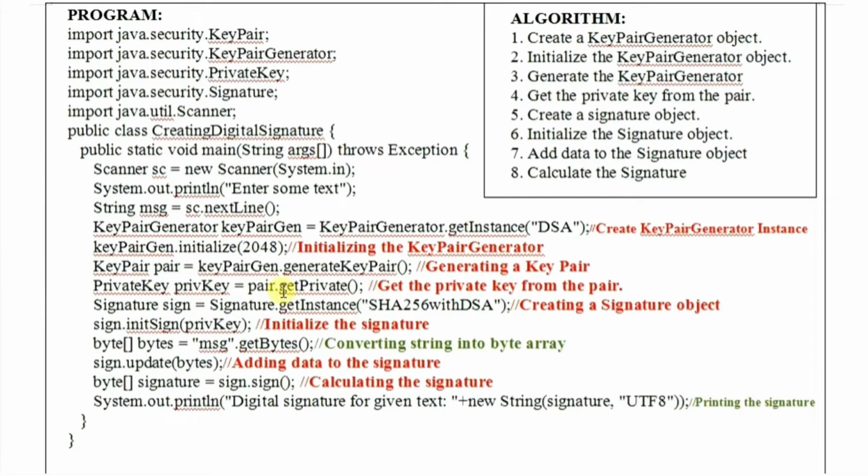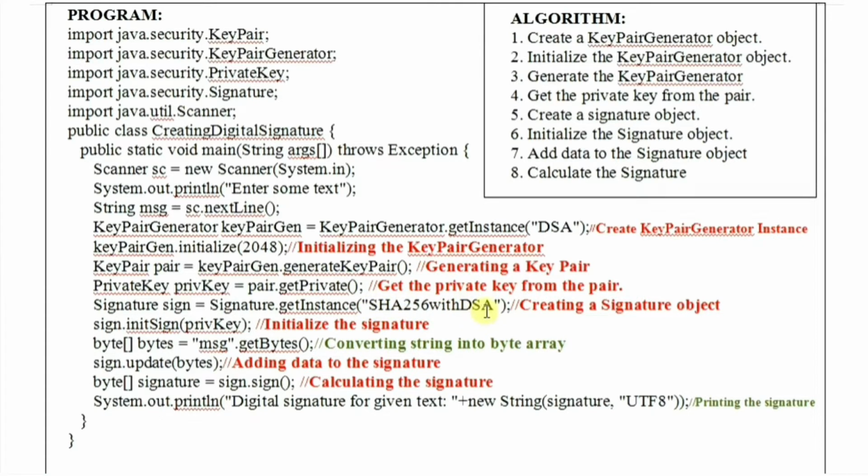Next, we need to load the private key for signing. We get the private key using the getPrivate method. And the next step is to sign the data. Here we create an object of the Signature class using the getInstance method. The getInstance method of the Signature class accepts a string parameter representing the signature algorithm and returns the respective signature object.